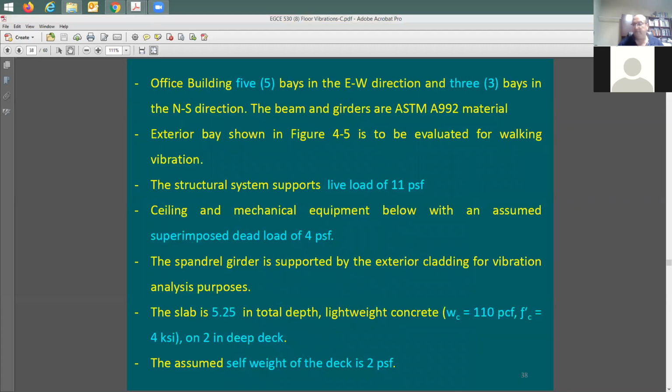So what I'm doing here, I'm just repeating the same information, the data provided to us. Just repeated here: 5 bays and 3 bays, type of steel, live load to be used, the ceiling, additional dead load, slab thickness, and the deck weight is going to be 2 PSF.